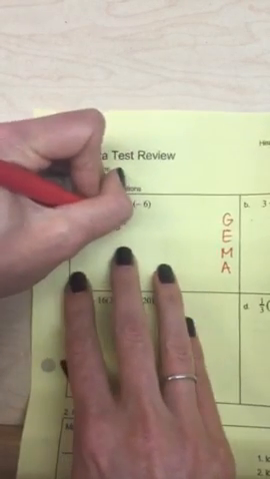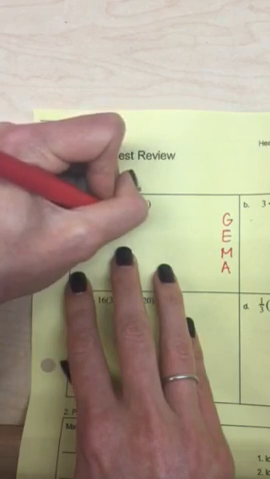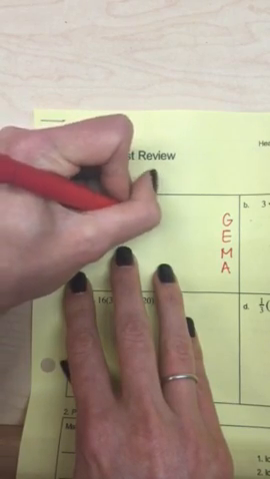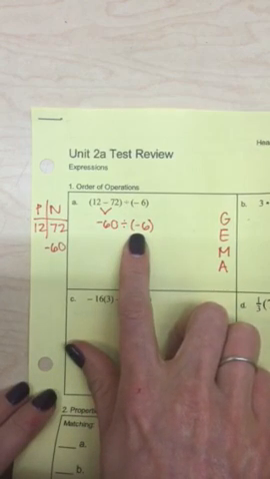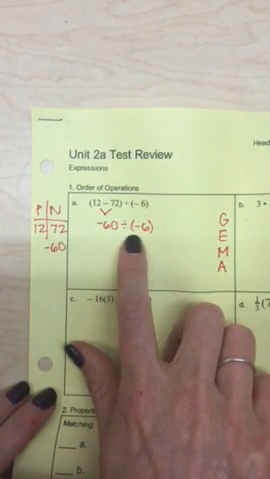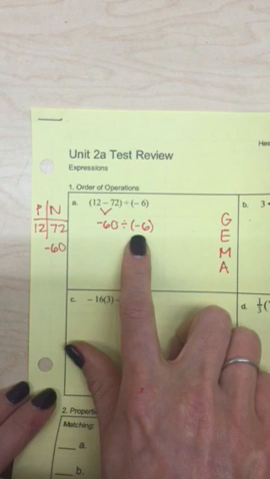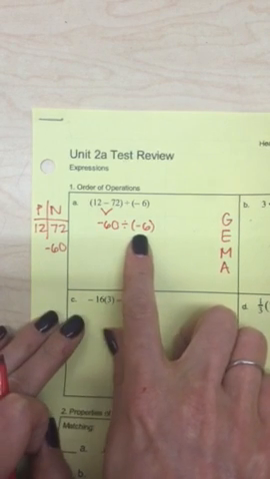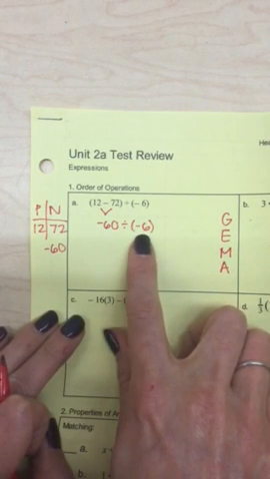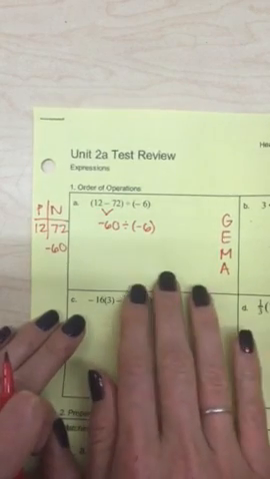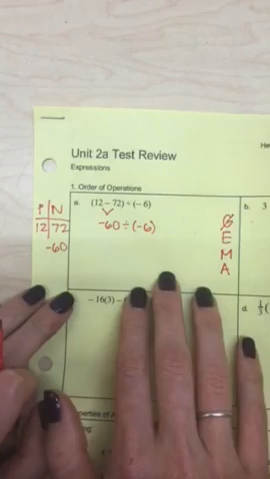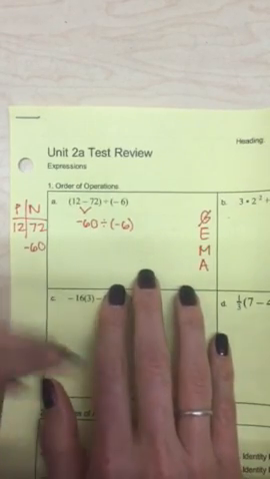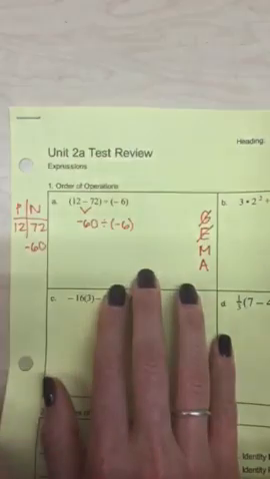I'm now going to bring down the rest of the problem, divided by negative 6. All right, these parentheses here are just to keep our division sign and our negative sign separate from each other, but it doesn't actually show any grouping because there's nothing to do inside of this. It's just a negative 6. There's nothing to simplify. So I'm done with G, grouping. I'm going to look at E. There's no exponents on this problem, so I'm done with E.